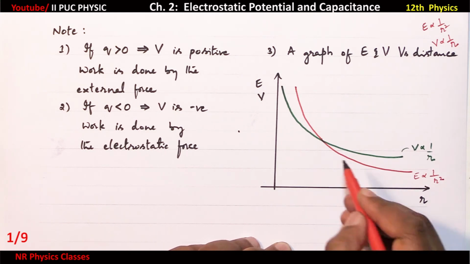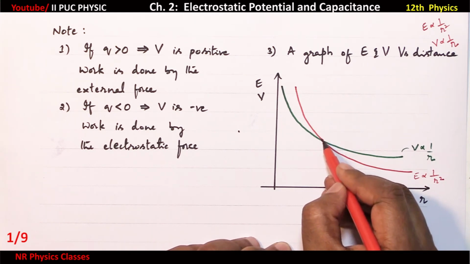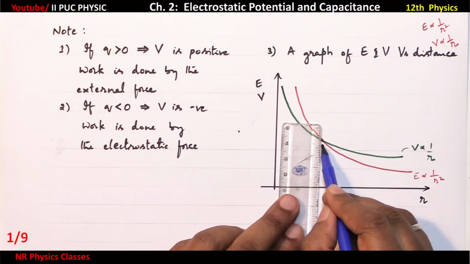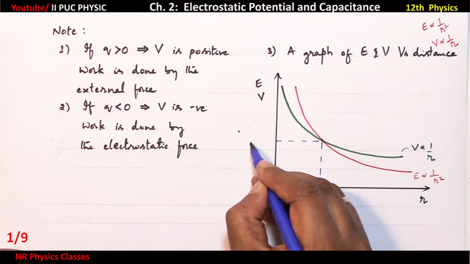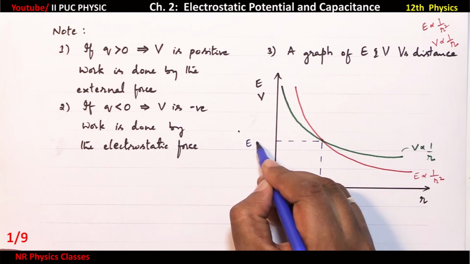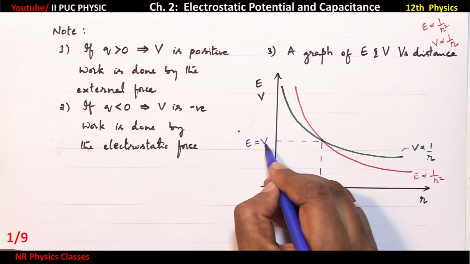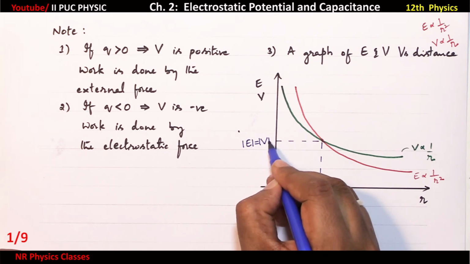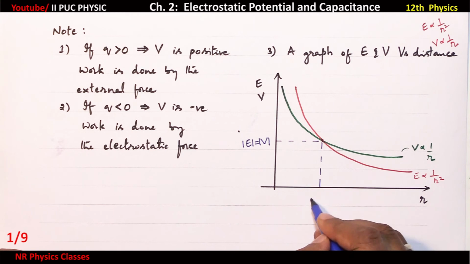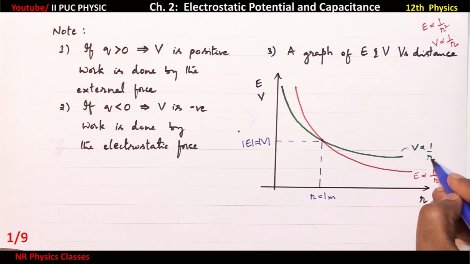If you carefully observe, at this point these two curves will meet. So this is the point where magnitude of electric field is equal to magnitude of electric potential. Magnitude and distance are equal to 1 meter, because 1 by 1 is same as 1 by 1 square.